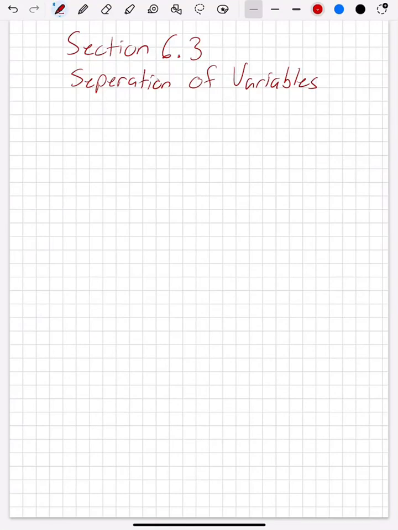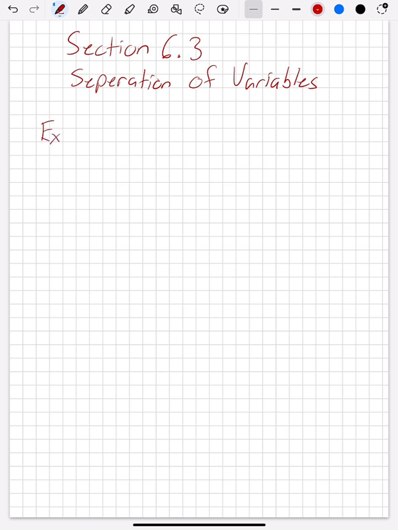Alright, so for section 6.3, we're going to look at a concept that we actually looked at in 6.2, but it's called separation of variables. It's just another integration technique that we get to develop general solutions and particular solutions in differential equations. First off, let me show you an example of separation of variables and what it means.